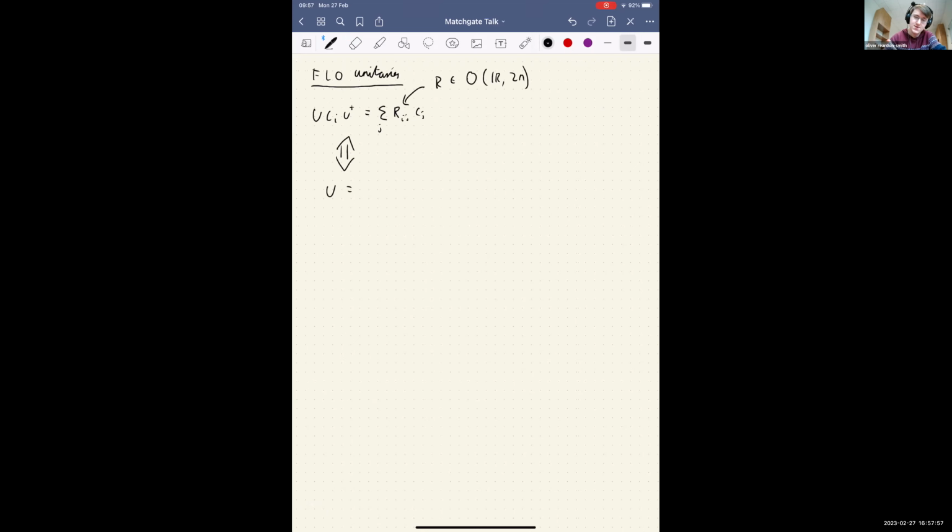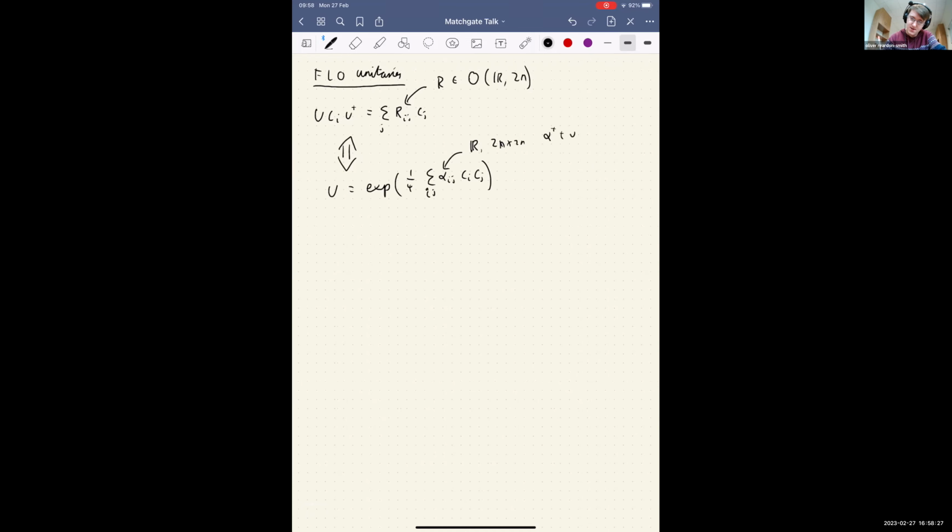in either the A's or the Majoranas or the C's. So U is exp of a quarter times the sum over i,j of alpha_ij C_i C_j. This factor of a quarter doesn't do anything. It's kind of pointless, but it makes things neater. Where alpha is a real 2n by 2n matrix, and alpha transpose plus alpha is 0. So alpha is anti-symmetric or skew-symmetric.